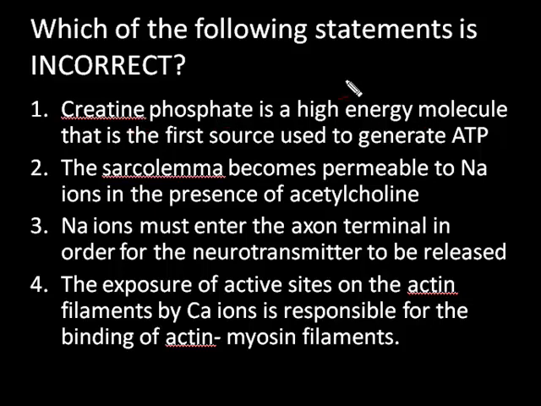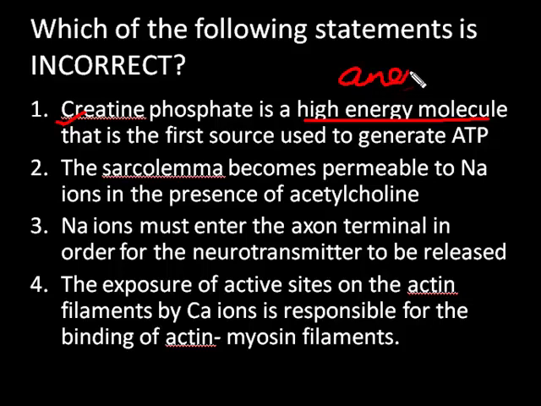Now let's look at the first one, where you have to identify the incorrect statement. The first statement here is that creatine phosphate is a high energy molecule that is the first source used to generate ATP. This is a true statement because it is indeed a high energy molecule that is stored in the muscle fibers and is the first source used to generate ATP. In fact, the first 15 seconds or so of any activity will call upon creatine phosphate to be used to generate ATP.